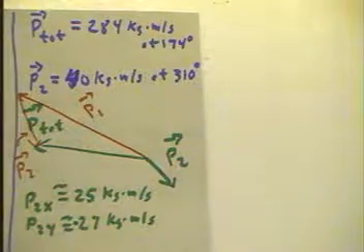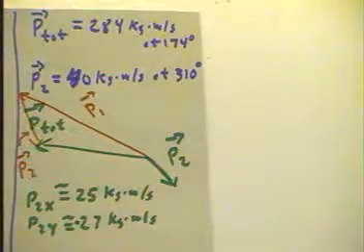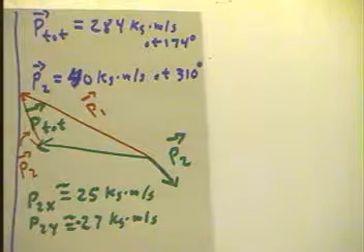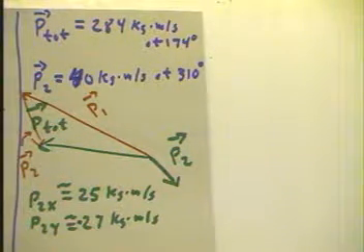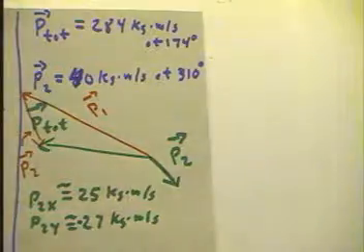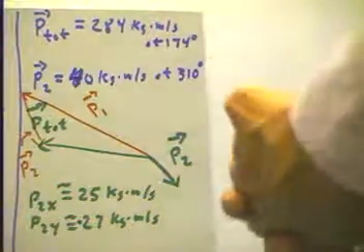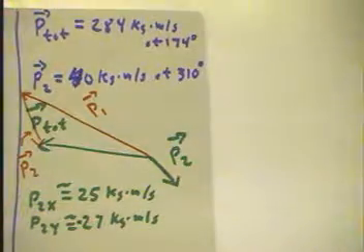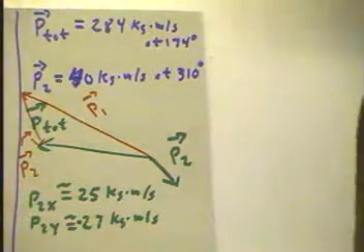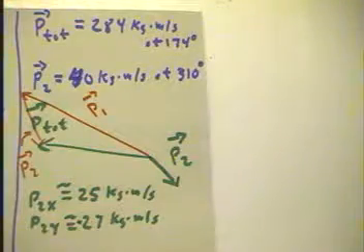Another part of the problem said, well, if in the collision we observe that the second object has a velocity of 4 meters per second at 310 degrees, then what is the momentum of the first object, and what's its direction and its velocity?